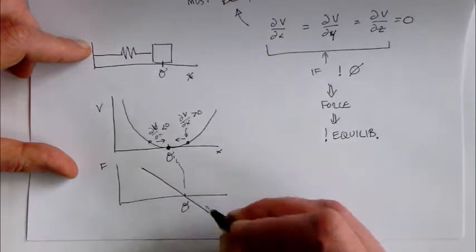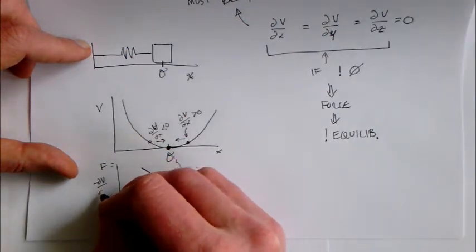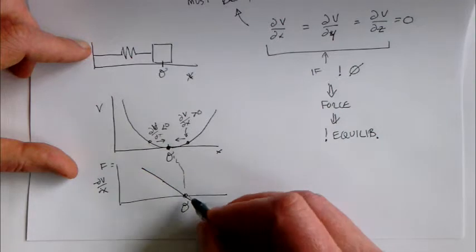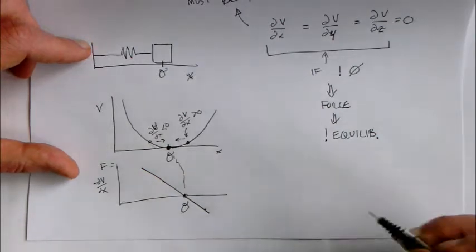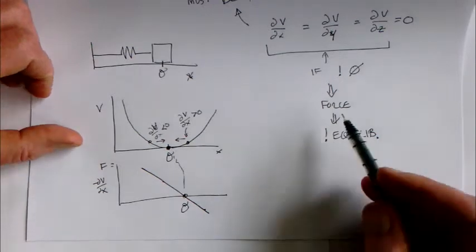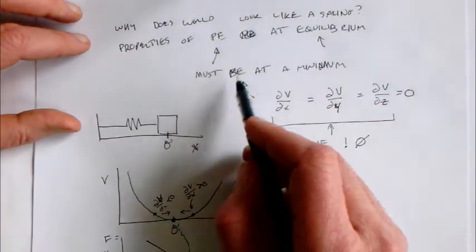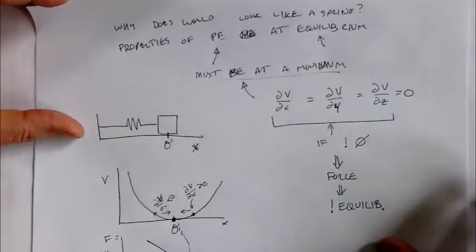That's the origin point. The force, which is minus the partial with respect to x, is 0 at the equilibrium point. It's positive when I'm below the equilibrium point, and it's negative when I'm above the equilibrium point. Okay? So big idea number one is, when you are at equilibrium, potential energy is minimized.